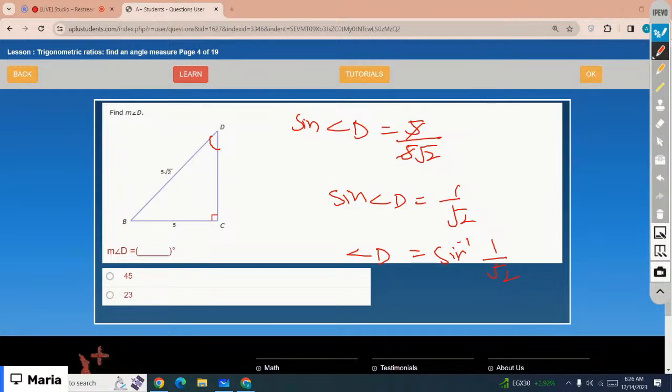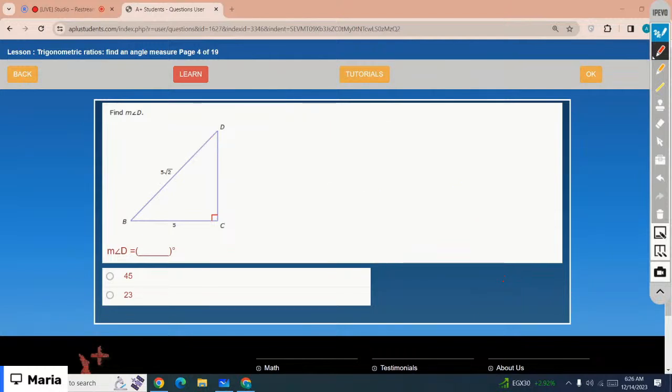So sine inverse of 1 over square root 2 equals that is 45 degrees, right? The correct option is 45 degrees.